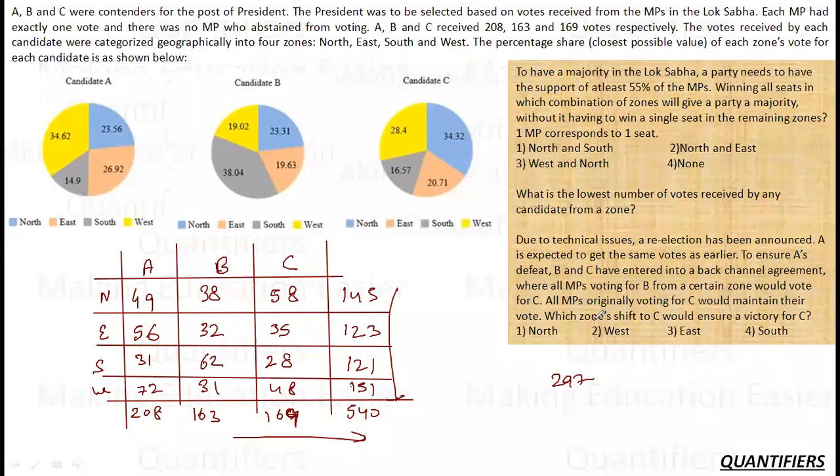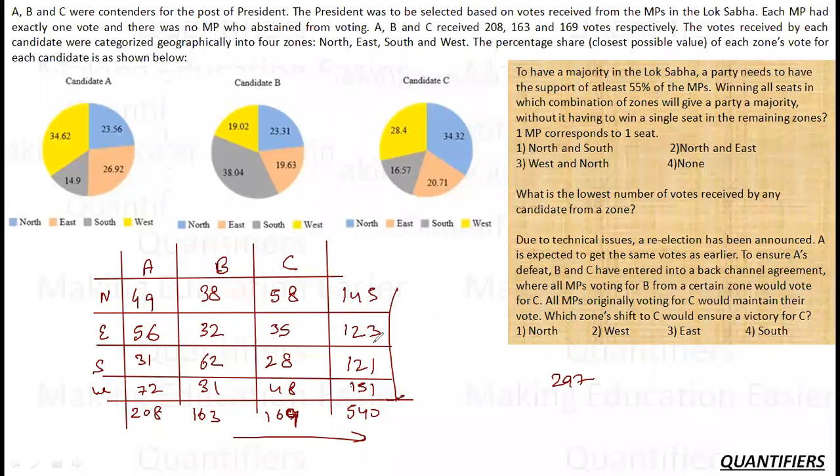Winning all the seats in which combination of zones will give a party a majority without it having to win a single seat in the remaining zones? That is, which two zones should I add so that a single candidate wins and does not need votes from anywhere else.